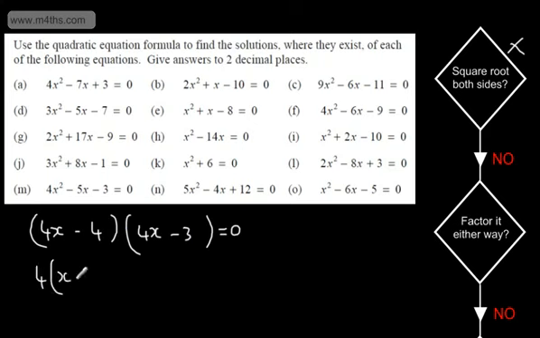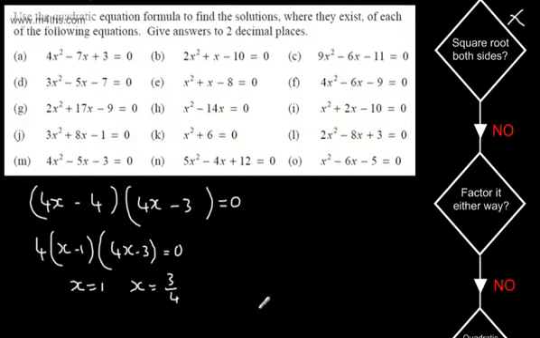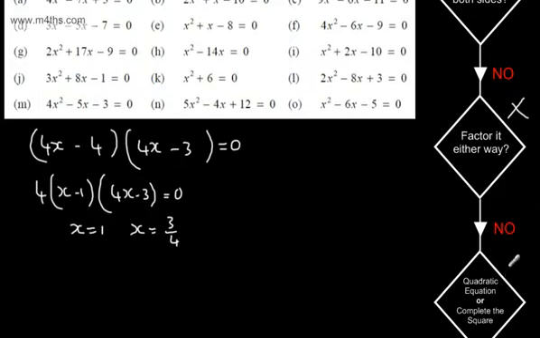So we're going to have x minus 1, simply taking a common factor, 4 out, and then 4x minus 3 is equal to 0. So we can see that x is 1, or 4x minus 3, so x would be 3/4. So that does factor. Let's pretend now that it didn't factor, or we couldn't see that it factored. If we can't factor it, what we're going to do is go ahead and use the quadratic equation.